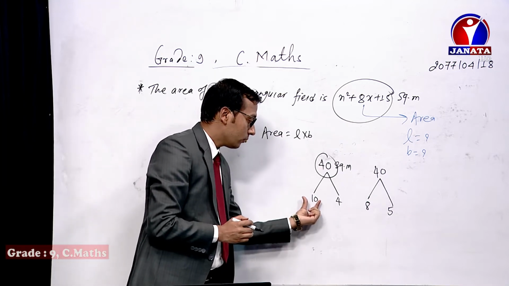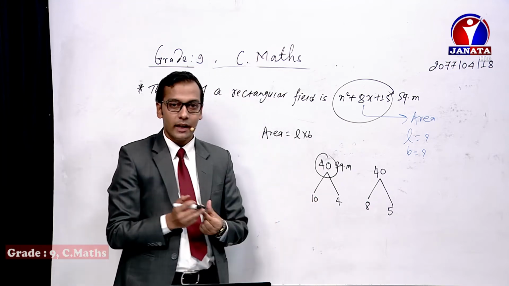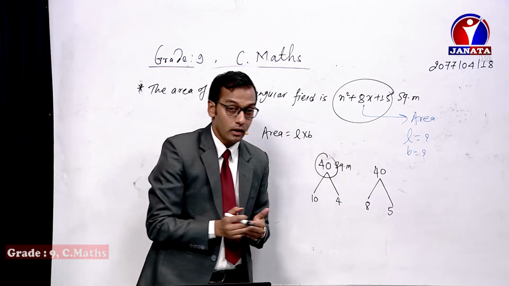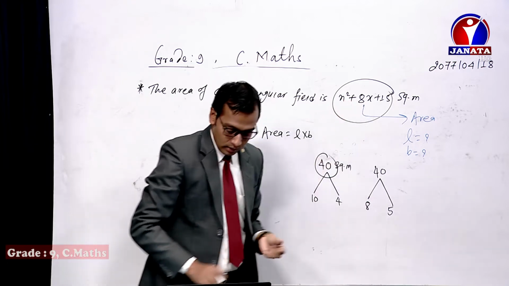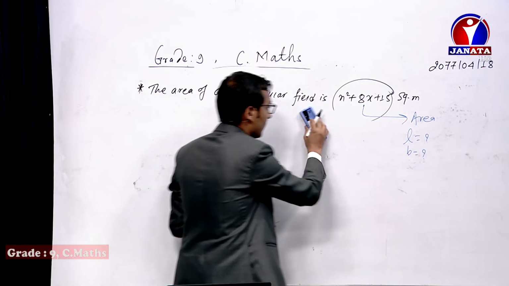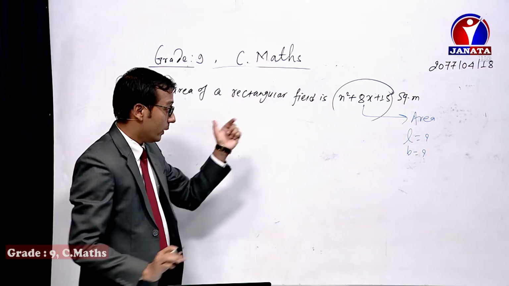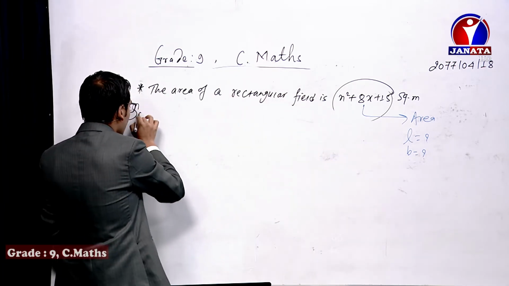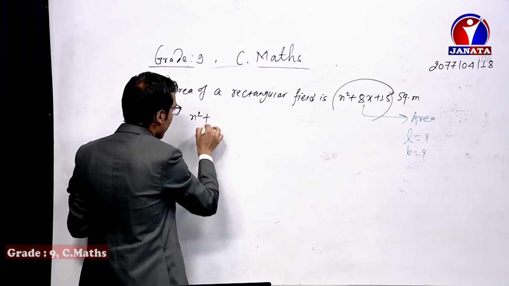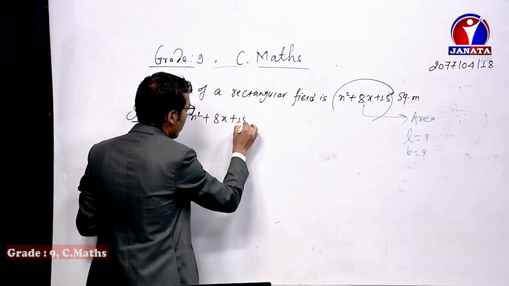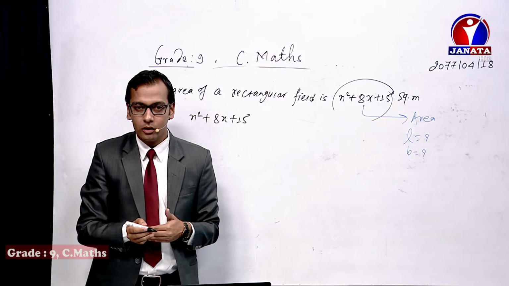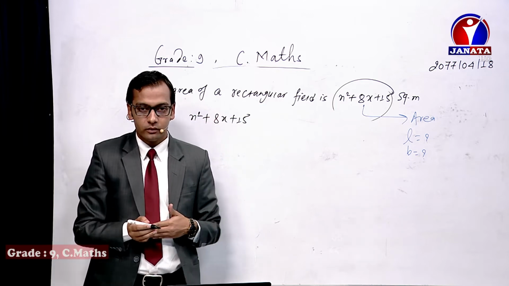I took 10 as length and 4 as breadth. Similarly, there are other possibilities. So let's factorize this algebraic expression and find the length and breadth. I am taking this algebraic expression: x square plus 8x plus 15. In fact, this is the area of a rectangular field.